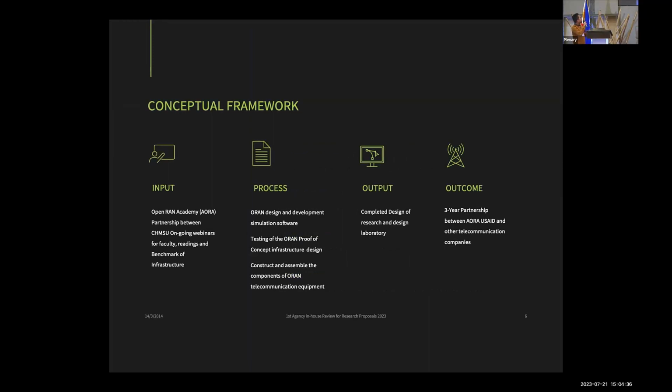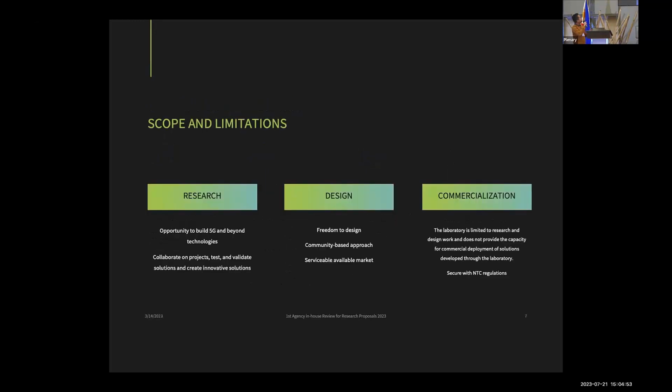For this, we have this IPO process. In the end, we will have a 3-year partnership, and we will also have design and research and development laboratories. In the future, there will be some limitations to this. There is an opportunity to build 5G and beyond technologies, as well as the freedom to design, and also on commercialization. The laboratory in the education sector would be related to research and design, and it would also be like a laboratory as a service in the future.